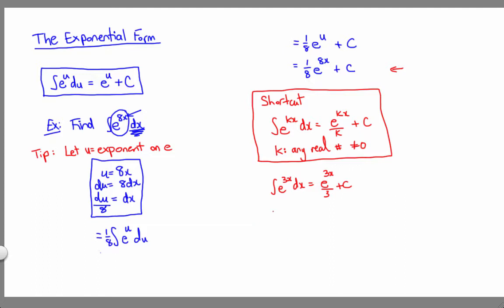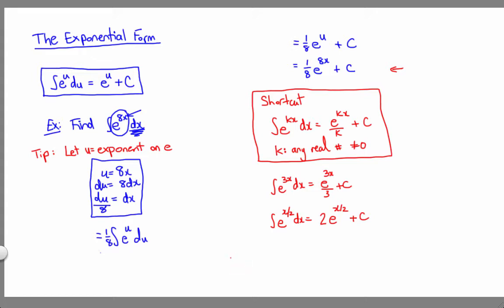The shortcut could work as well if you had a fractional coefficient in the exponent there. So if we were integrating, say, e to the x over 2 with respect to x, well, 1/2 is our value of k here, so the shortcut applies. We'd get e to the x over 2, and then according to the shortcut we want to divide by k. So dividing by 1/2, that's the same thing as multiplying by 2, so it would look like 2 e to the x over 2 plus a constant.